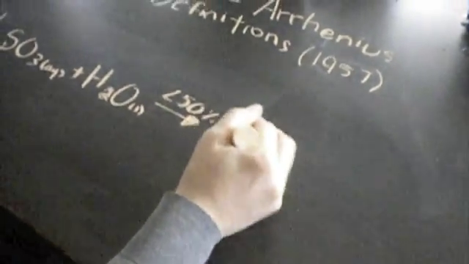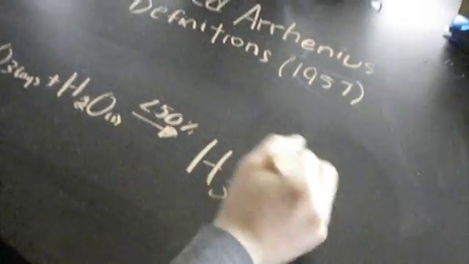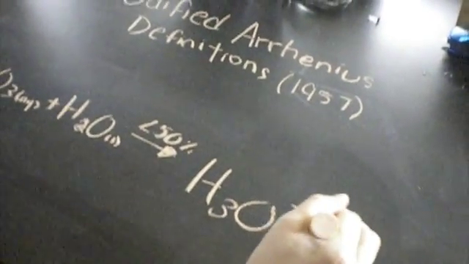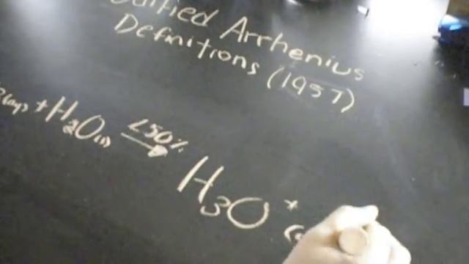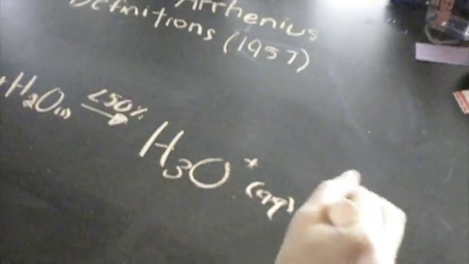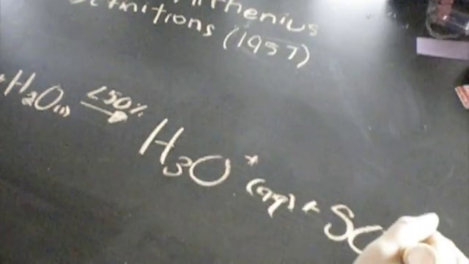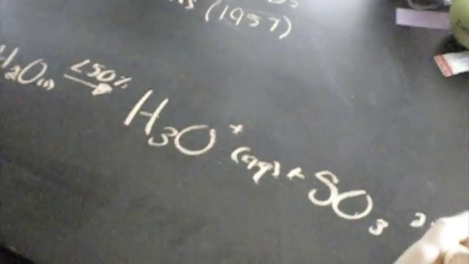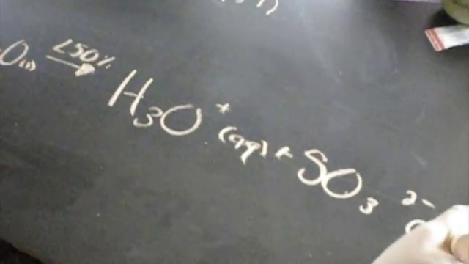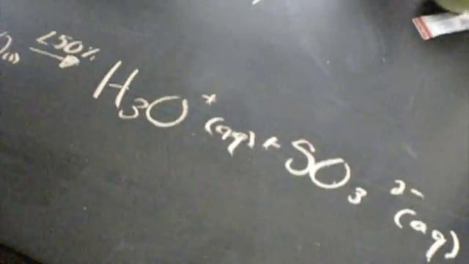In Arrhenius' modified definitions, a weak acid is one where only 50% of the reaction will react with H2O liquid to make a low H3O positive aqueous. An example of this would be H2SO3 aqueous plus H2O liquid becomes H3O positive plus HSO3 negative aqueous.